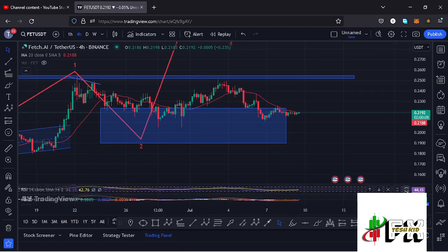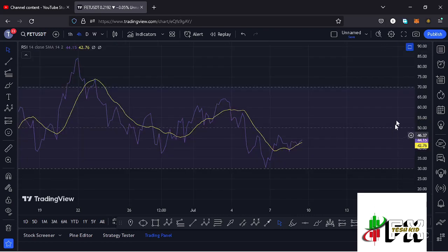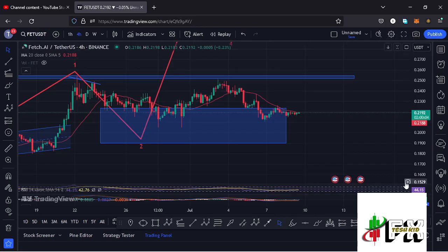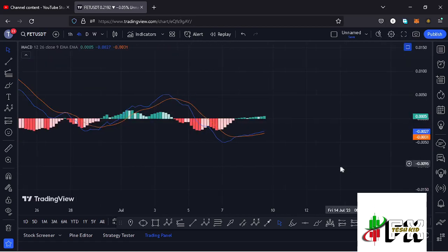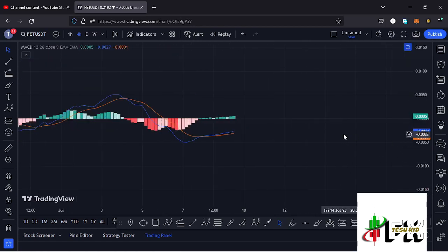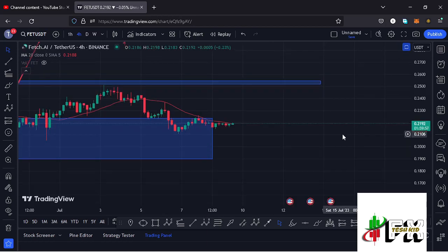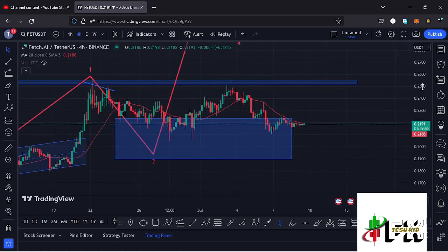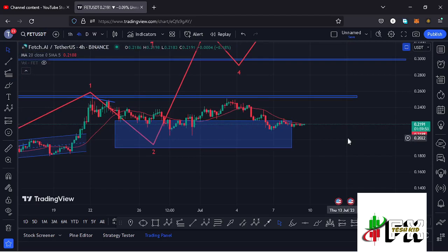Also taking a look at the indicators. On the RSI, we are trading at around the 44 mark. On the MACD, we have been able to print a bullish cross, fully supporting higher prices. So let's be patient and see how that plays out, and I will be keeping you updated.